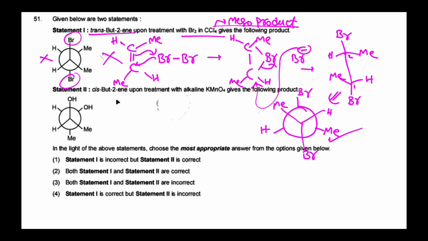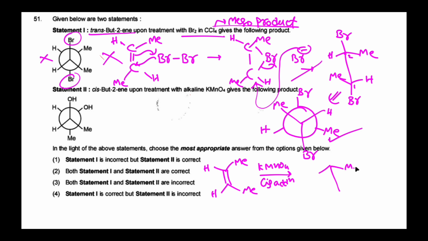Then go to statement 2, that is cis-2-butene treated with alkaline KMnO4, hydroxylation takes place. So here cis addition, hydroxylation takes place. So methyl group is there, and hydrogen is there, and OH will attack. Same like that, methyl group is there here, and hydrogen is there, and OH group present at the same side. Cis addition, same side addition takes place.